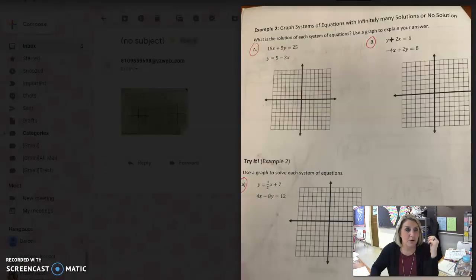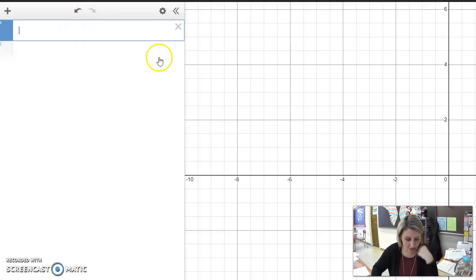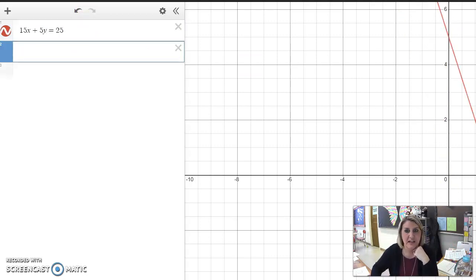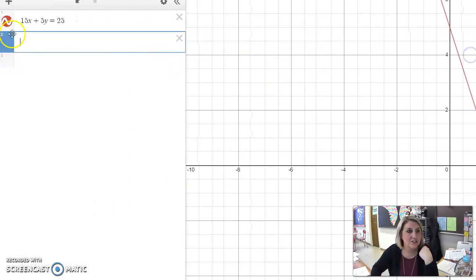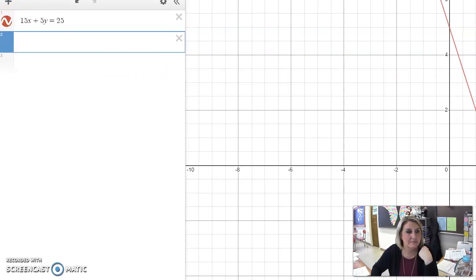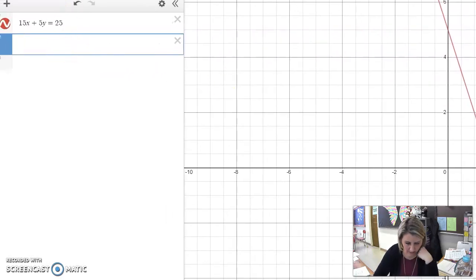So I'm going to do this first one here, and I'm going to type it in exactly how it's given to me. So we have 15x plus 5y equals 25. So there's my first line. Sorry, I have to keep moving this so you guys can see it. There's my first line, red. And it tells you right here which line is which. And then I have y equals 5 minus 3x. And then this happens.